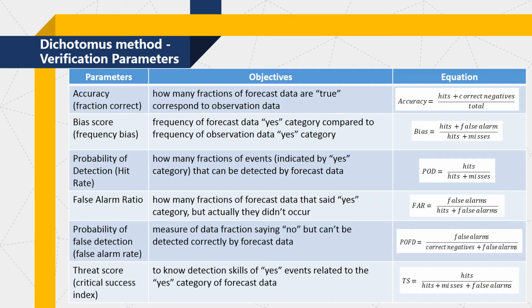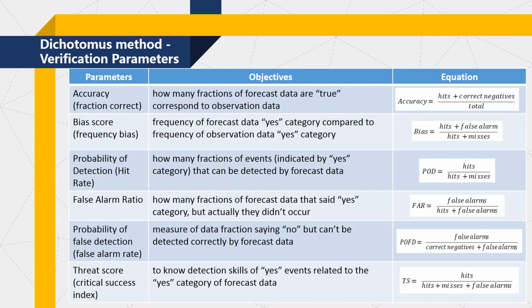If we use the dichotomous method, we will have at least these verification parameters: accuracy, bias, POD, FAR, POFD, and TS. Accuracy is about what fraction of forecast data is true corresponding to observation data, and bias score is about the frequency of forecast data saying yes category compared to the frequency of observation data saying yes category also.